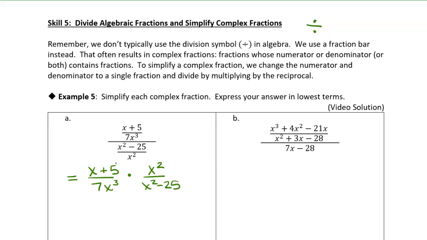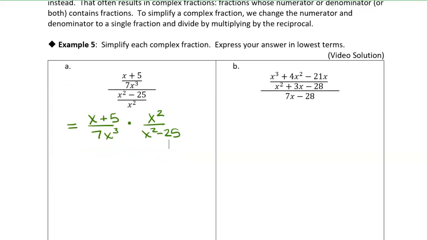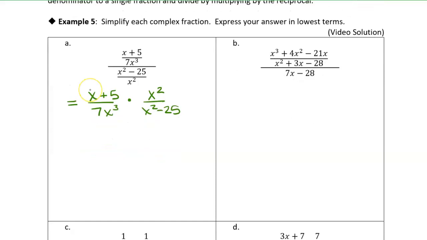All right, so we're going to turn the division into multiplication. We're just multiplying by the reciprocal, right? We take whatever's in the denominator, whatever we're dividing by, and we're turning it into a multiplication problem. All right, now we're just left with the same thing we had before, which is we want to factor everything as much as we can. So we have x plus 5. We can't really factor that anymore. 7x cubed, that's fine. We know we have 3 factors of x in the denominator. X squared we have to leave alone, but we have a difference of 2 squares. So this is x plus 5 times x minus 5.